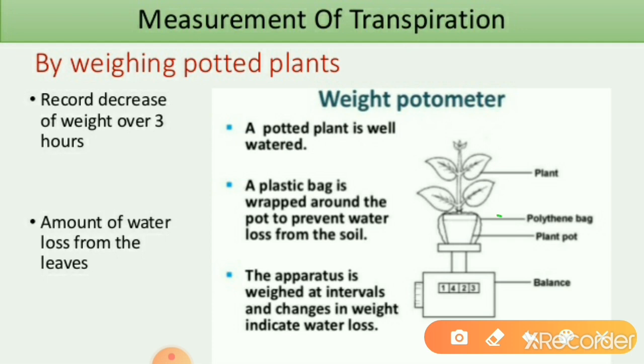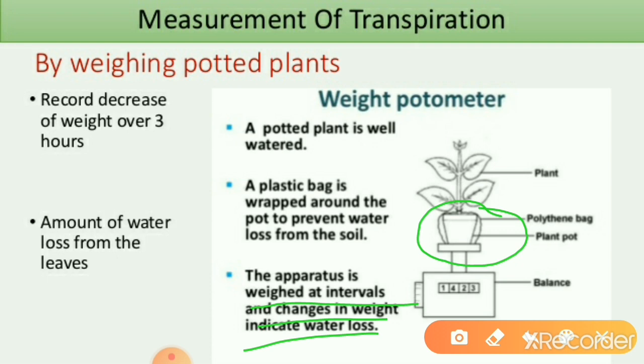So first we have to cover that pot completely using a plastic bag. What is the need of covering this pot with that plastic bag? Otherwise water can be lost from where? From the soil by evaporation. Then after that, first we have to take the weight of the potted plant using a weighing machine. After taking that weight, where do we keep this potted plant? In the sunlight. The apparatus is weighed at intervals and changes in weight indicate water loss.